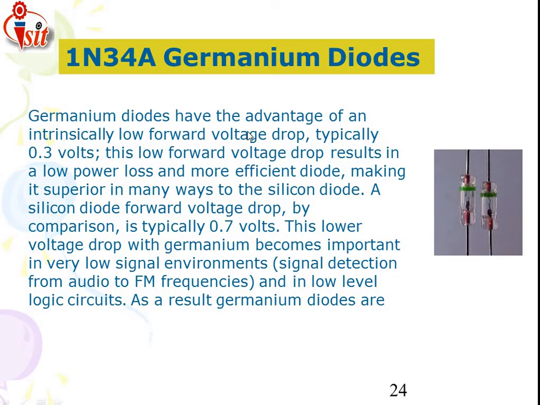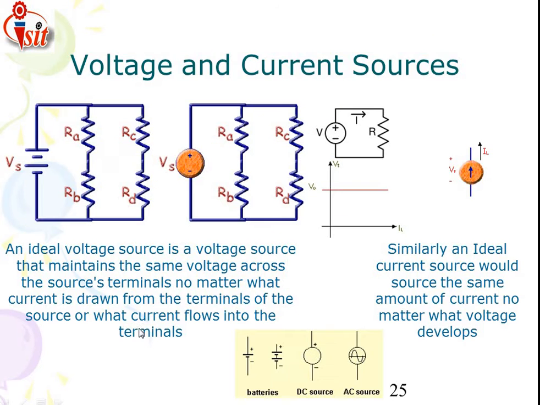Germanium diodes have the advantage of an intrinsically low forward voltage drop, typically 0.3 volts. This low forward voltage drop results in a low power loss and a more efficient diode, making it superior in many ways to the silicon diode. A silicon diode forward voltage drop by comparison is typically 0.7 volts. This lower voltage drop with germanium becomes important in very low signal environments, signal detection from audio to FM frequencies, and in low level logic circuits. As a result, germanium diodes are given over here.